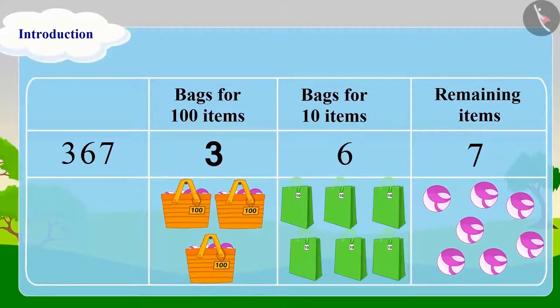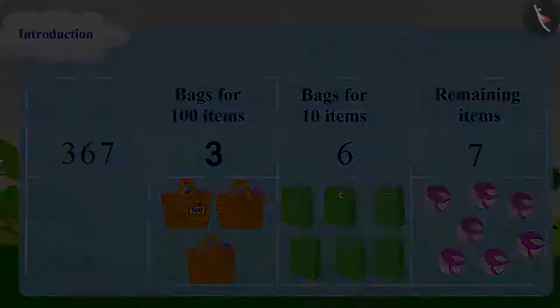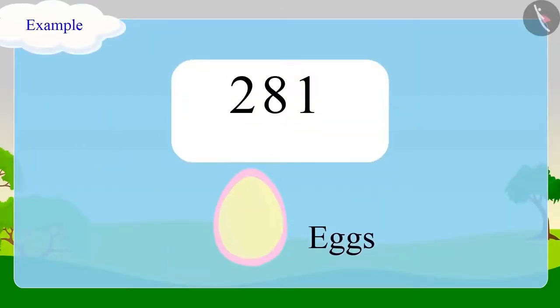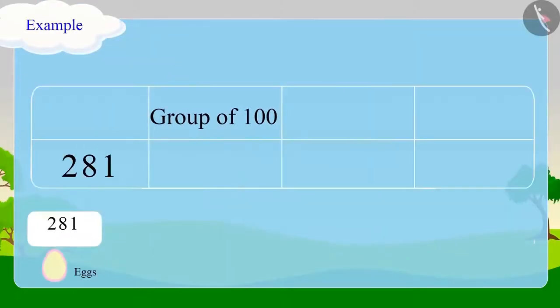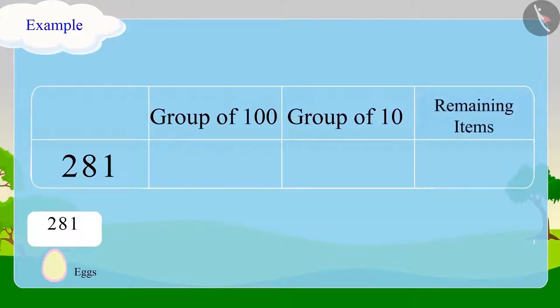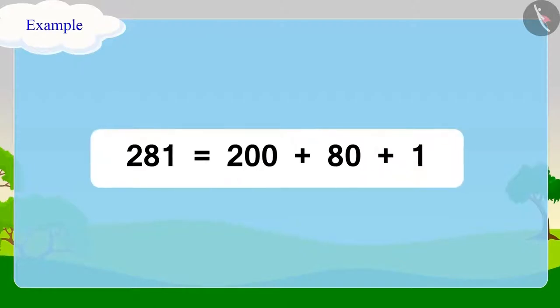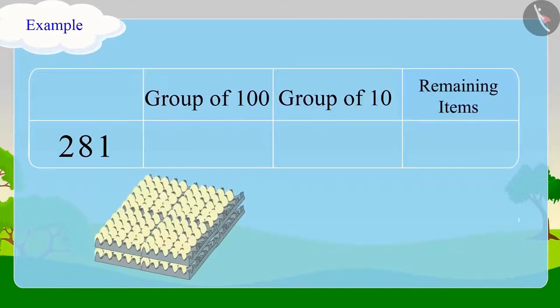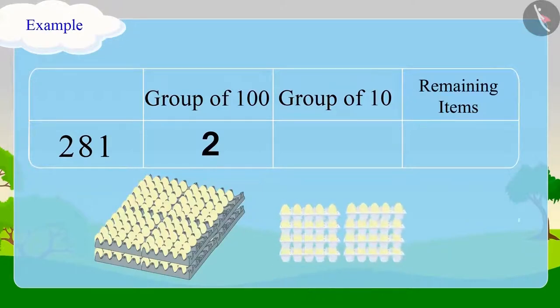Let's look at another example of this. Suppose you have to count 281 eggs in the groups of 100, 10 and 1. So first, you write 281 in expanded form. Then by paying attention, you will find that 200 is made up of 2 groups of 100, 80 is made up of 8 groups of 10, and 1 egg does not come in any group.